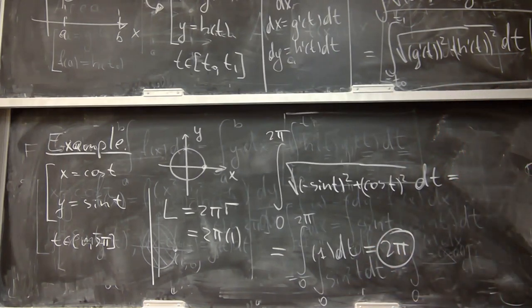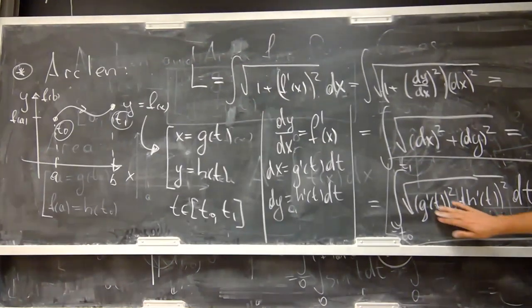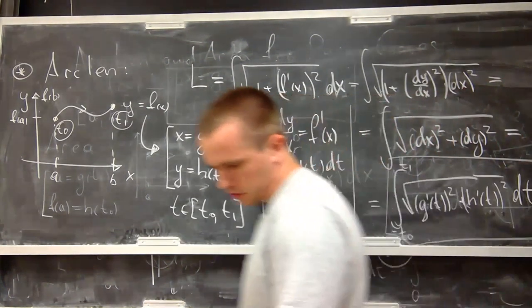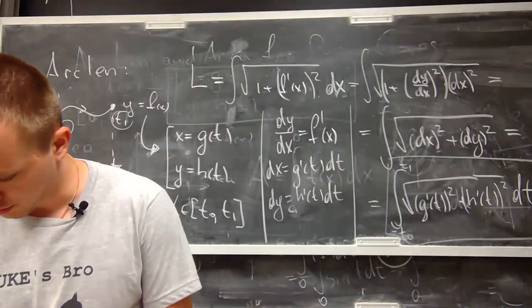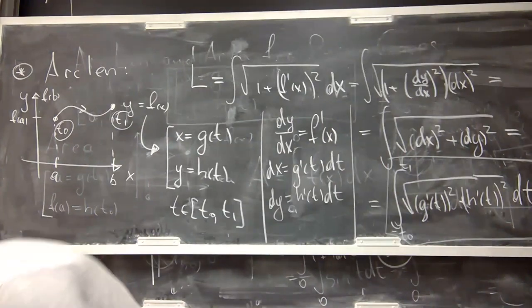Okay. And this is the formula for arc length for a parametric curve, which is given by this equation. Okay, and I'm done with lecture 2, where I talk about calculus of parametric curves.